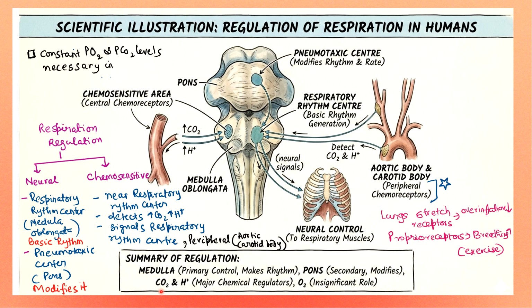Under the chemosensitive regulation, we have the central chemoreceptors, which sense the carbon dioxide and H plus present next to the respiratory rhythm center. Also, we have the peripheral chemoreceptors, which are present in the aortic body and the carotid body. Oxygen plays an insignificant role in the regulation of the respiration process. I hope this part is clear for you.